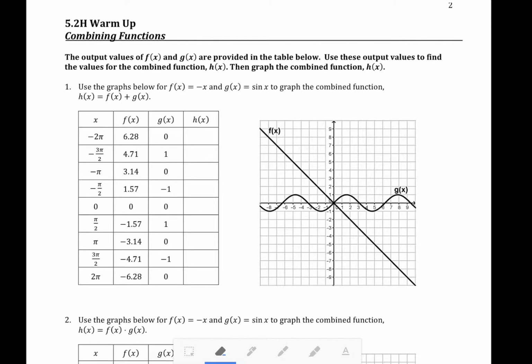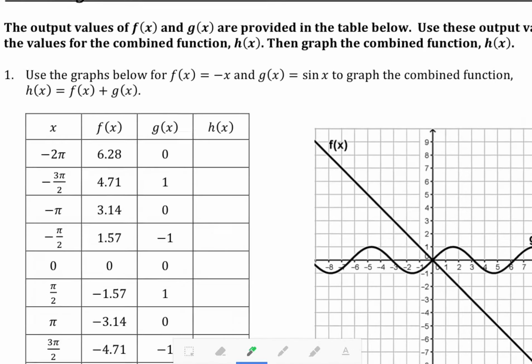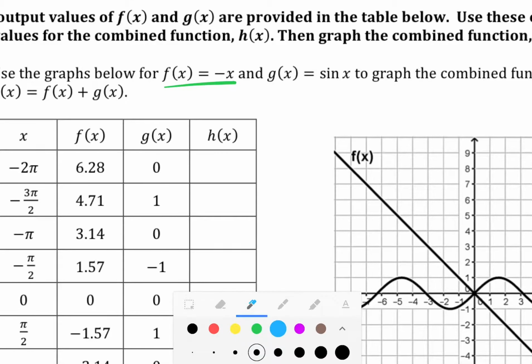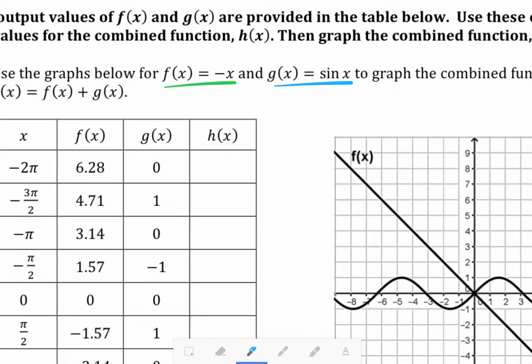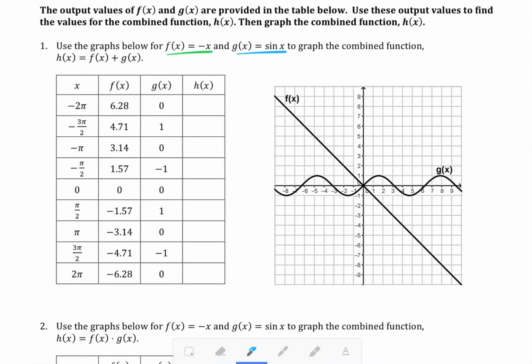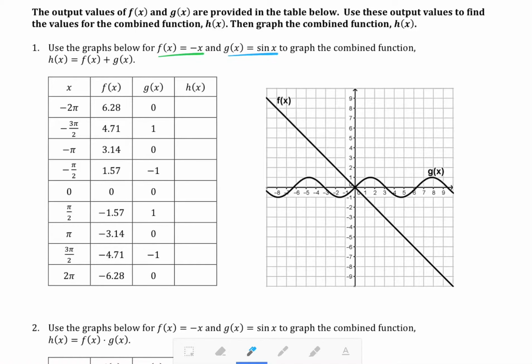Okay, so number one here tells us we are going to be combining these two functions. So we're going to start off by combining f of x as negative x with sine of x. We're very familiar with negative x, and we're just starting to become familiar with sine x as well. So the table's been created for you here. The table will not always be created for you. In fact, in the next task, you'll have to create the table yourself. So think of this as just your starter function right here.